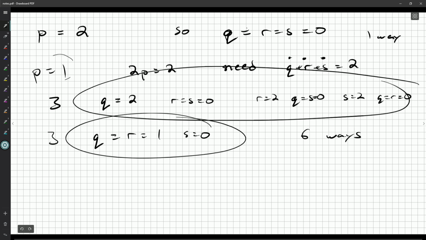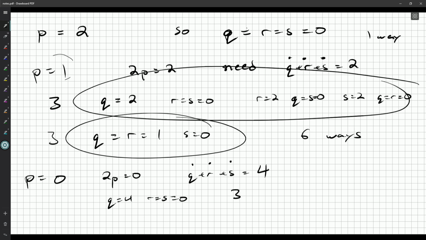Now what if p is equal to 0? Well, then 2p is 0. And so I need q plus r plus s to be equal to 4 all by itself. So what could we have? Well, we could have one of these 3 numbers be 4, and the other 2 numbers equal to 0. There's 3 ways to do that. There's 3 ways to choose the number that is equal to 4, and the other 2 are 0. So that's 3 ways.